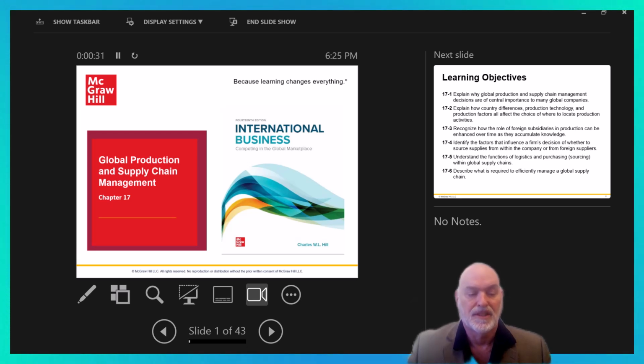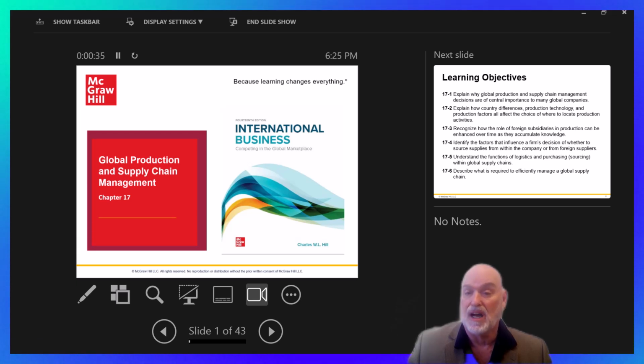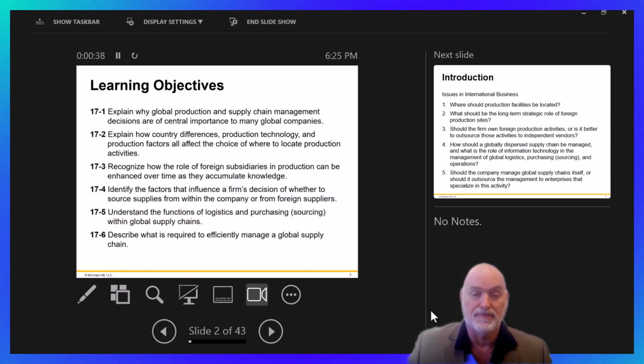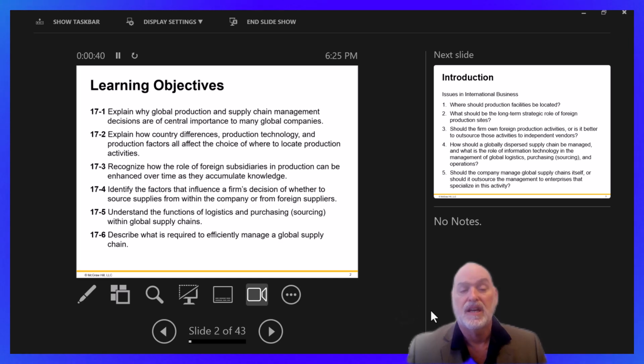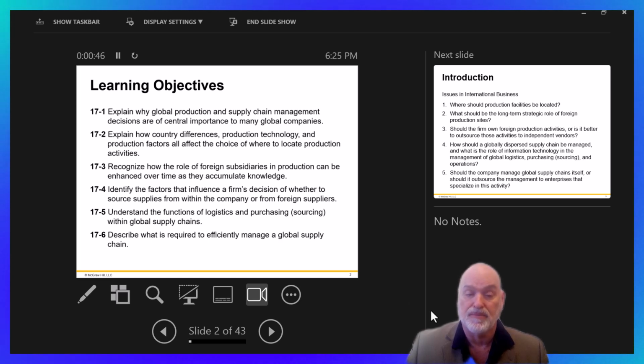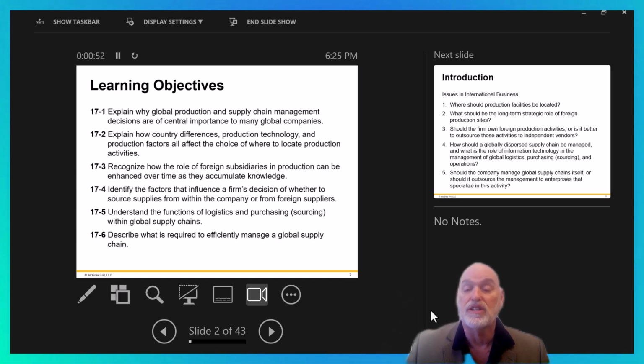Hello. Today is Chapter 17, Global Production and Supply Chain Management. Our learning objectives: explain why global production and supply chain management decisions are of central importance to many global companies. Explain how country differences, production technology, and production factors all affect the choice of where to locate production activities.